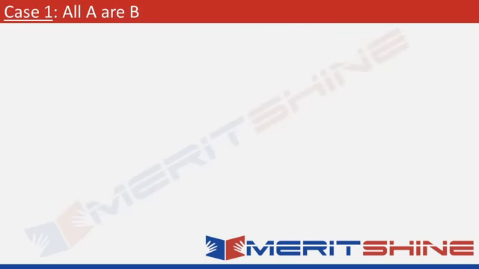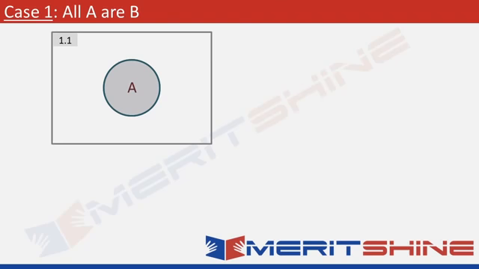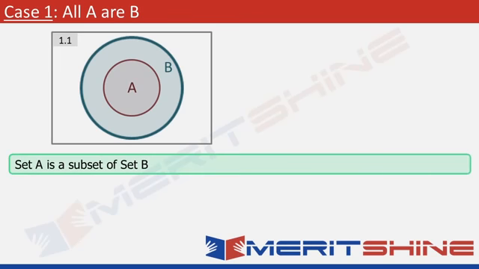The first one is all A are B. Let's say this is set A. This would mean that all A are contained within B. So B would be something like this. So in terms of set theory, we can say that set A is a subset of set B. In fact, in this given figure, A is a proper subset of B. It means that B has got at least one extra element.